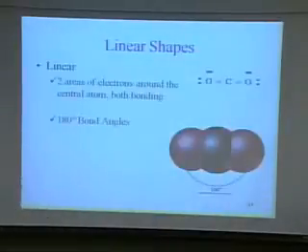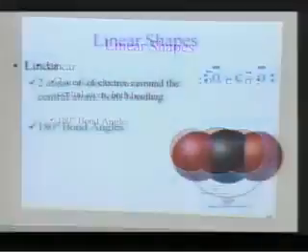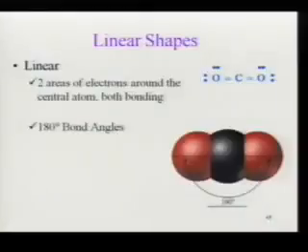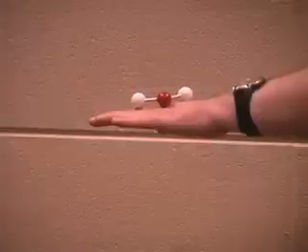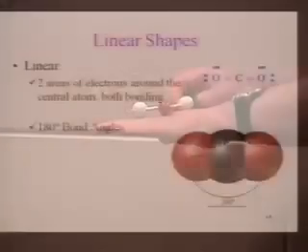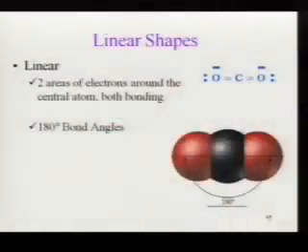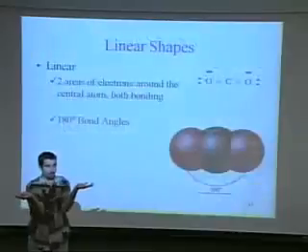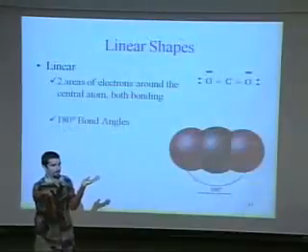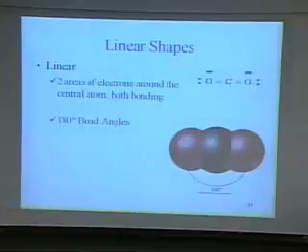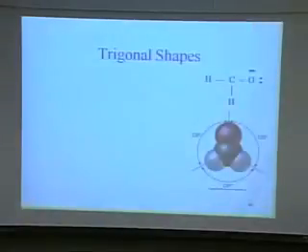Okay, so here's a linear shape. We've talked about that already. CO2 is an example, 180-degree bond angle. You've got two areas of electron repulsion right here, this double bond and that double bond. So it makes sense that if you have two areas like that and they want to spread as far apart as possible, they're going to go on opposite sides of each other. That's what creates this linear geometry. 180-degree bond angles. Okay, what about trigonal?